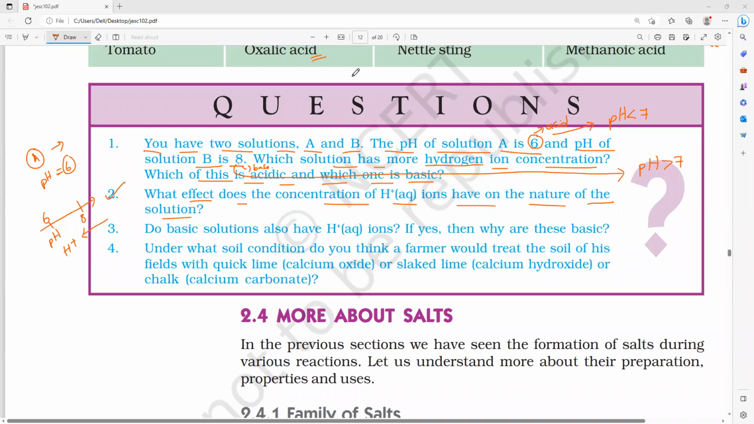Higher the H plus ion concentration, stronger will be the acid. Higher the H plus ion concentration, stronger will be the acid.